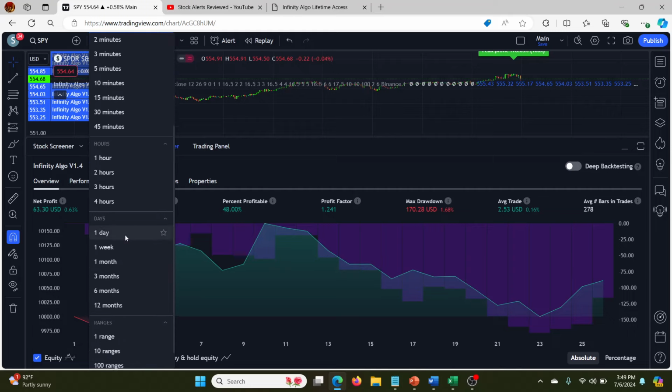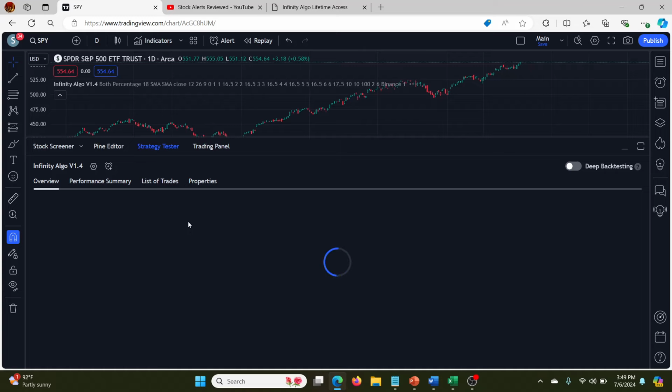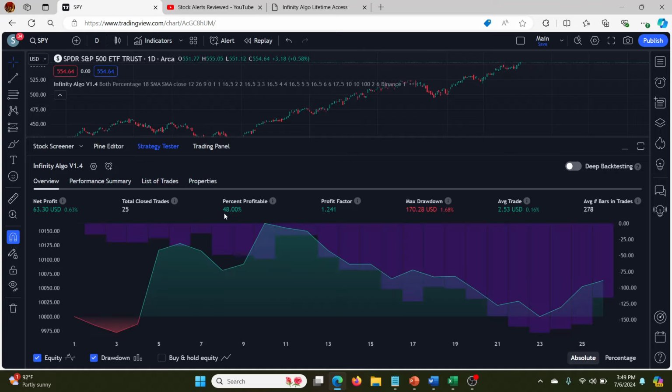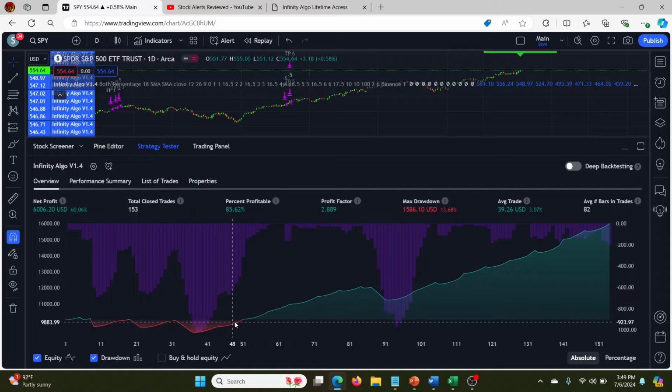And so if we go to the daily time frame, this is nearly always the best on all these algos because you can get out of all the noise. And look at this thing, it's just basically a huge run. We have a profit factor of 2.9, almost 3. Remember, a 1 would be break even, less than 1 is not profitable. And 85% win rate, so that's like the best time frame.